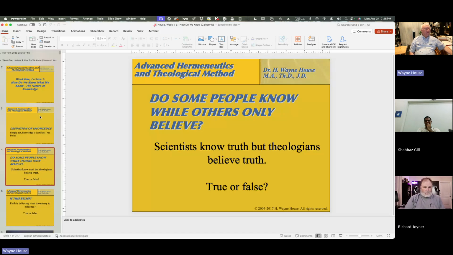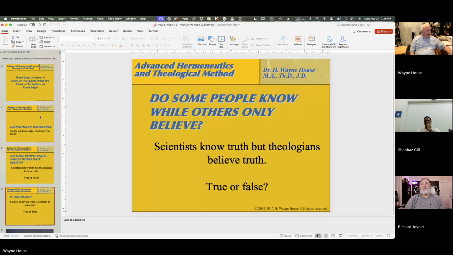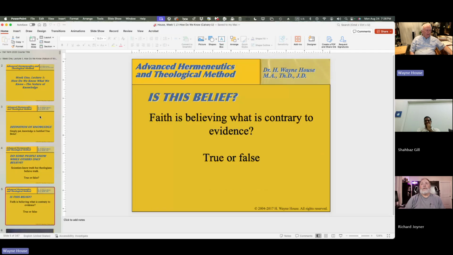That's right. The fact is, scientists don't somehow know what is true while theologians like us have something we can't prove. They can't prove theirs either. Now, faith is belief. Is faith believing what is contrary to the evidence? That's false.